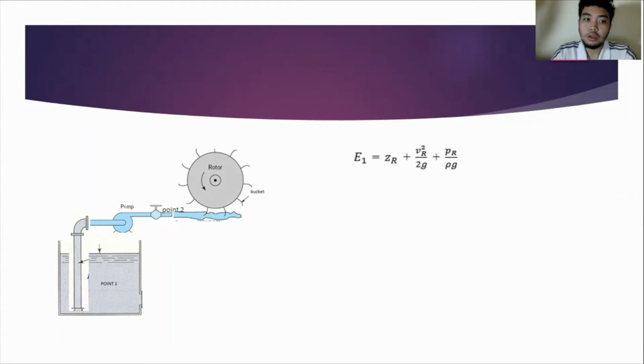As you can see at point 1, we can apply the Bernoulli equation, and this is how it looks like at point 1, where Z is the elevation from the water level, V is the velocity, and P is the pressure. And this is how it looks like if we apply the Bernoulli equation at point 2.